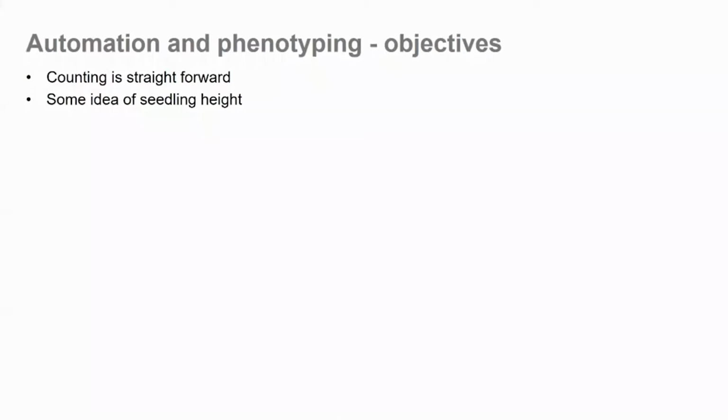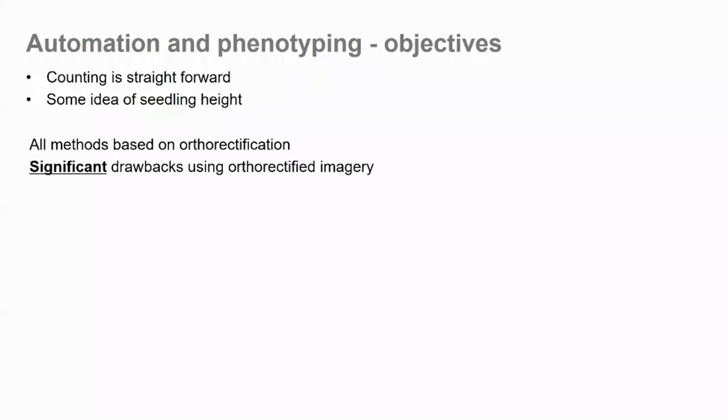But there is one fundamental issue that we identified when we were doing this work. And that's that all of these results are based on a process called orthorectification. And there are significant drawbacks when trying to use orthorectified imagery for phenotyping or automation.